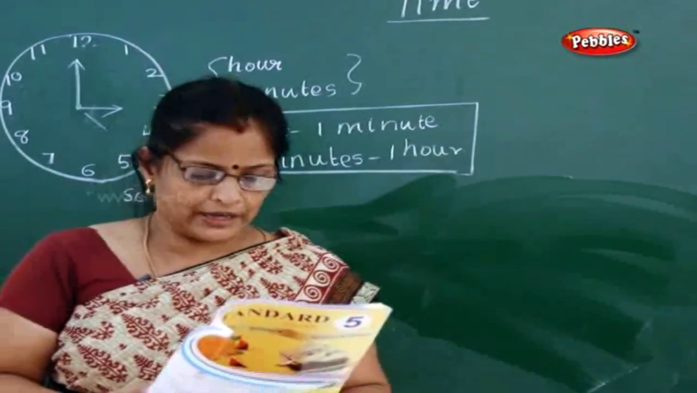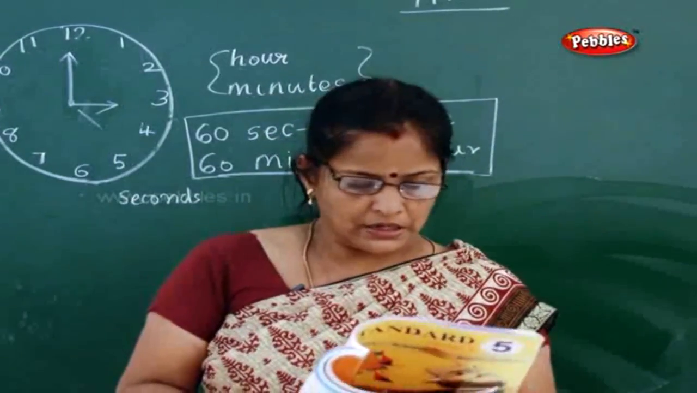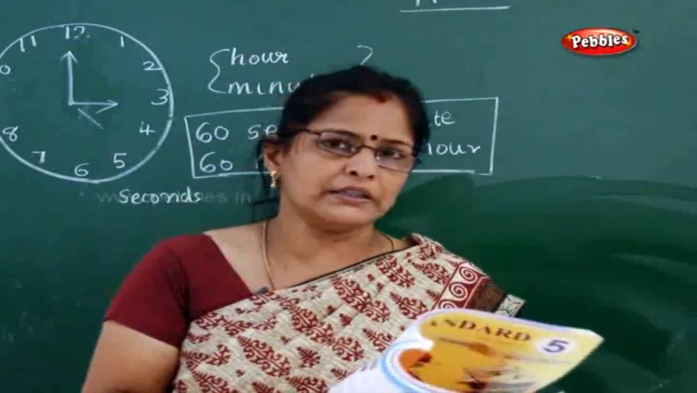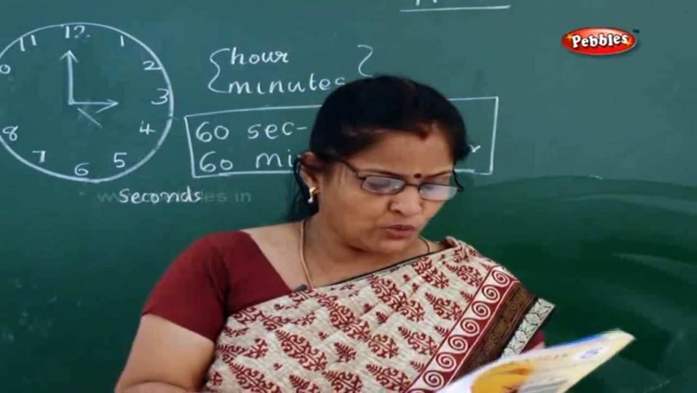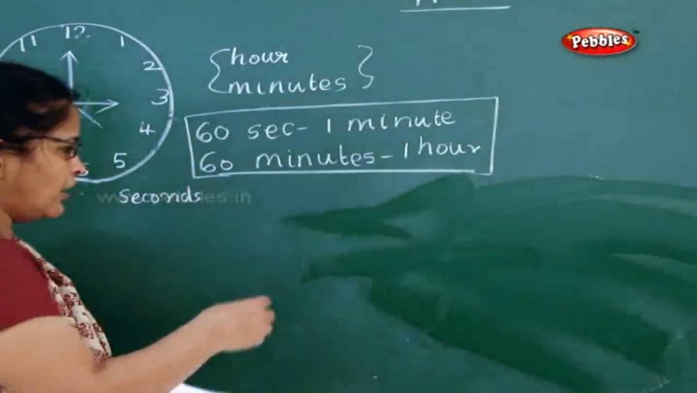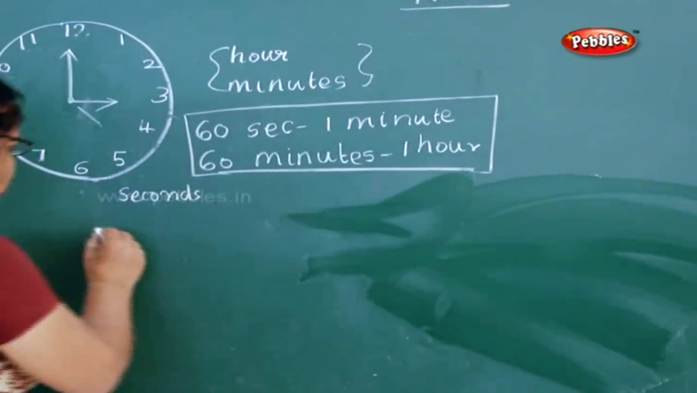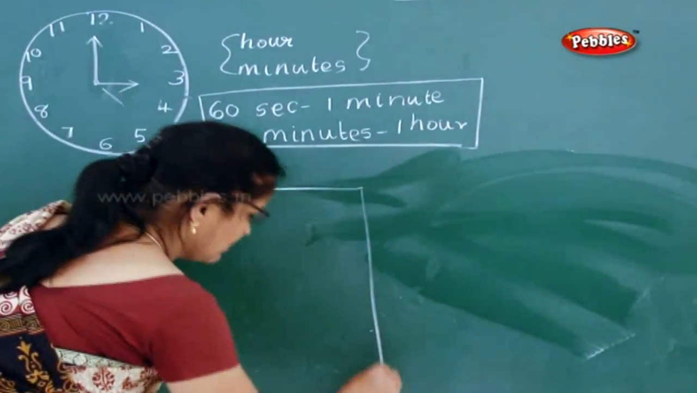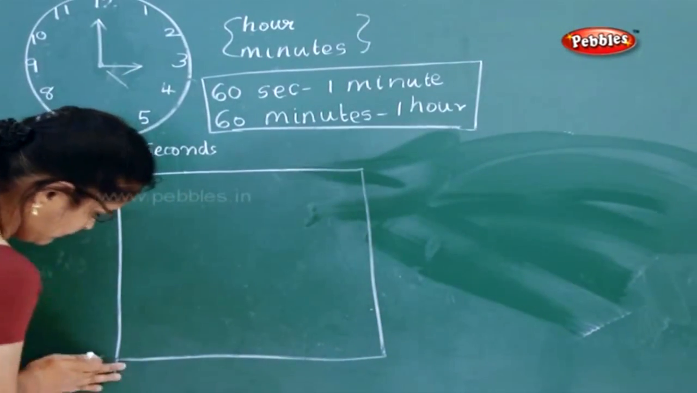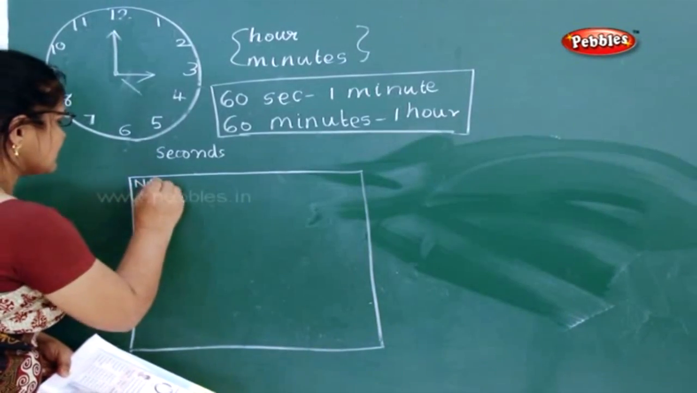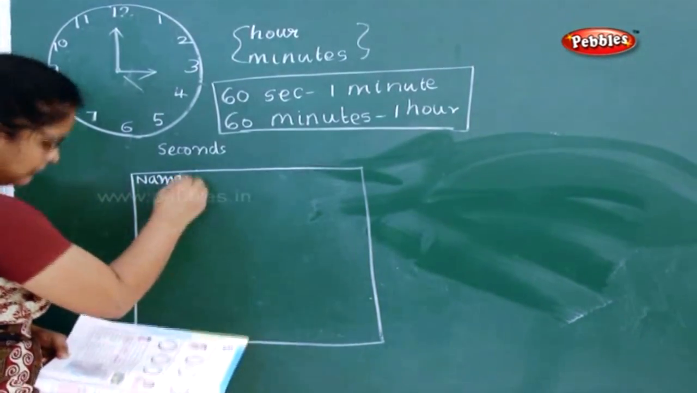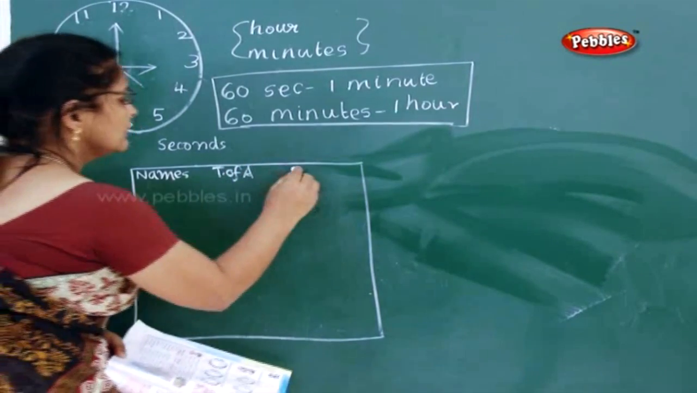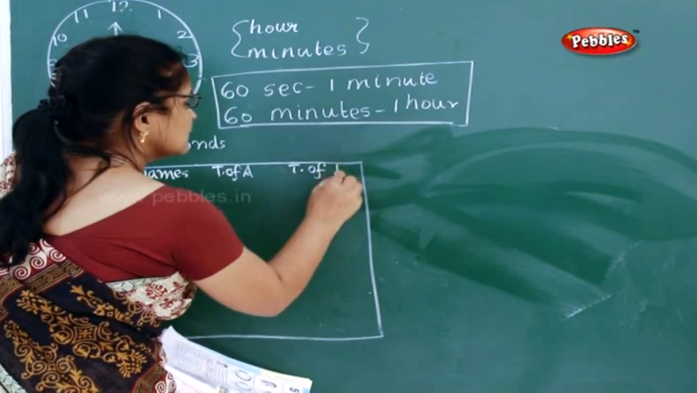And the time of arrival at various places. Are you clear now? He noted the time of departure and the time of arrival. Now there is a schedule given in your book. I will make a note of it, because with that schedule only you are going to do all your sums. Now what is it? Name of places. Then what is the next one? Time of arrival. Then time of departure.